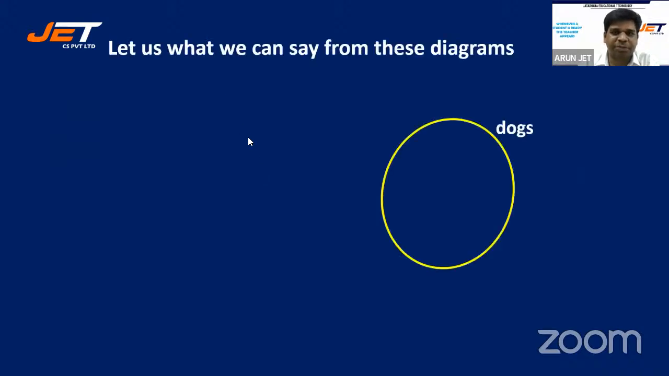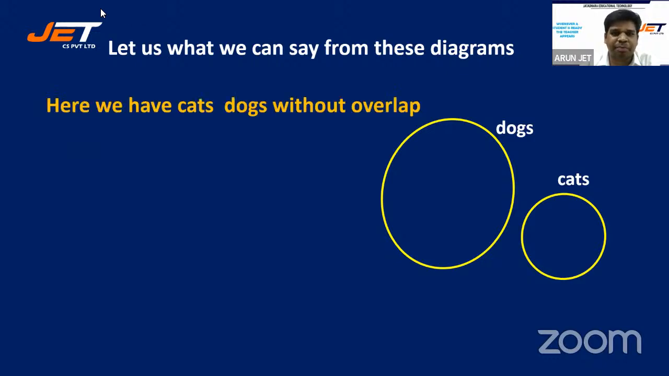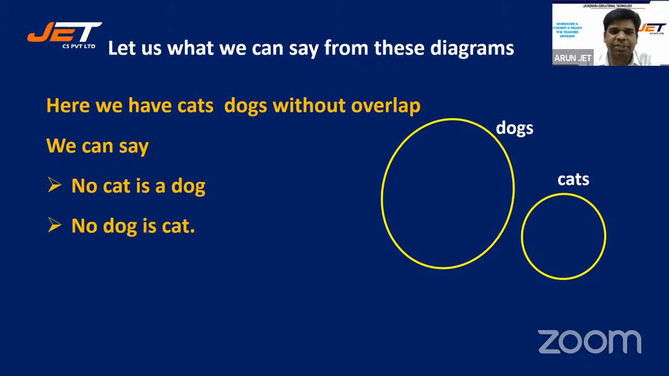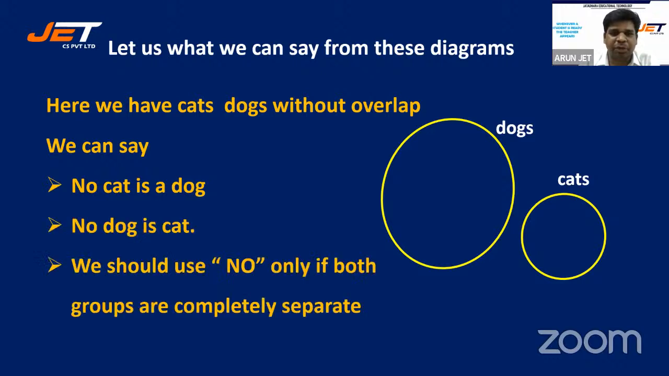How about this diagram, students? I've got a circle which is not intersecting with another circle of cats. So what can I write the statement as? So dogs and cats do not overlap at all. We can say no cat is a dog or no dog is a cat. We use the word no only if both groups are completely separate. They don't intersect at all. They don't overlap at all. Then we use the word no.